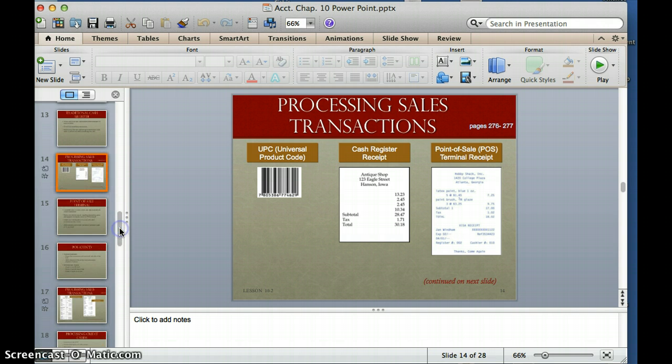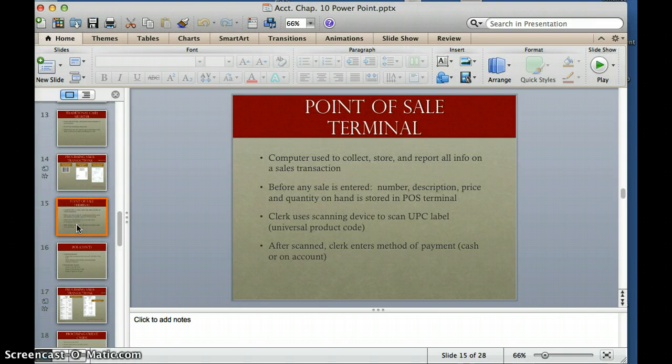So in your book, and also right here, are examples of processing sales transactions. The first one is UPC, or the Universal Product Code. You've seen those all the time. The other is just a normal cash register receipt. This would be one that is just very simple, just keeps track of what cash was brought in. And then the third one is a point of sale terminal, or a POS terminal report. Those are like what you see at Right Way or at Walmart or places like that. We're going to talk more about them in just a second.